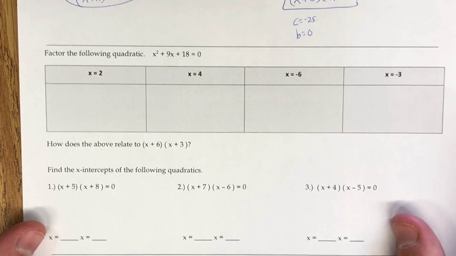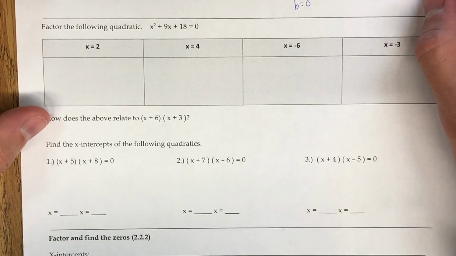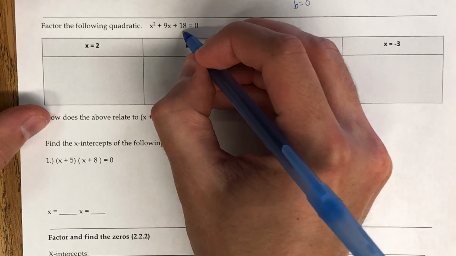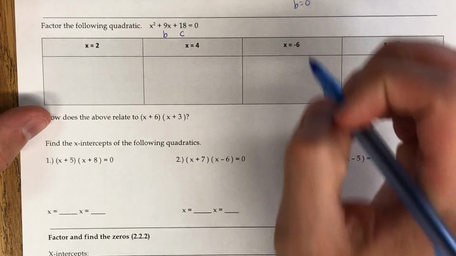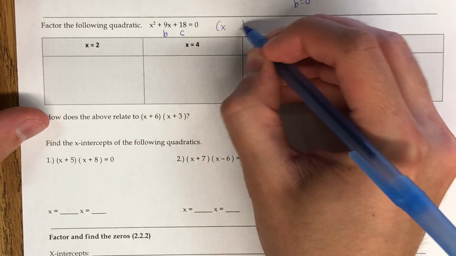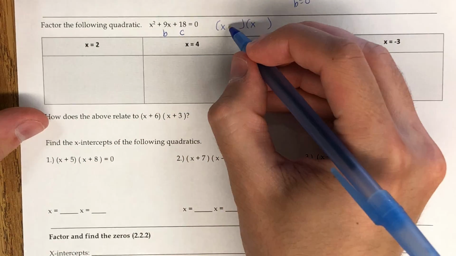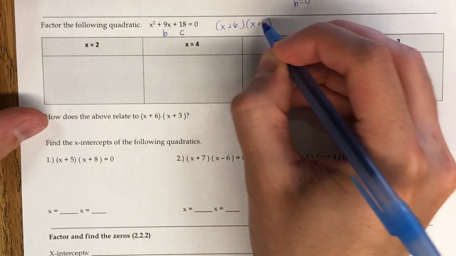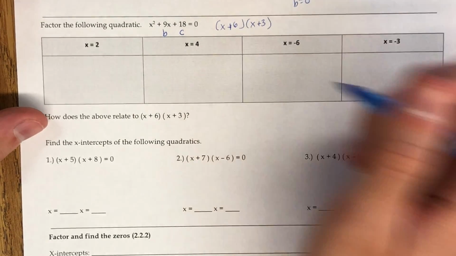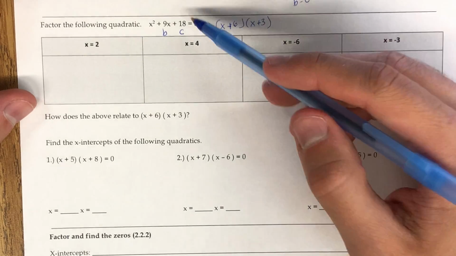All right. So as we look at this next problem, factor the following quadratic: x squared plus 9x plus 18 equals 0. Again, we want to factor this out. So look for numbers that multiply to c, add to b. So the numbers that would multiply to 18 and add to 9, those would be 6 and 3. So those would be our factors.